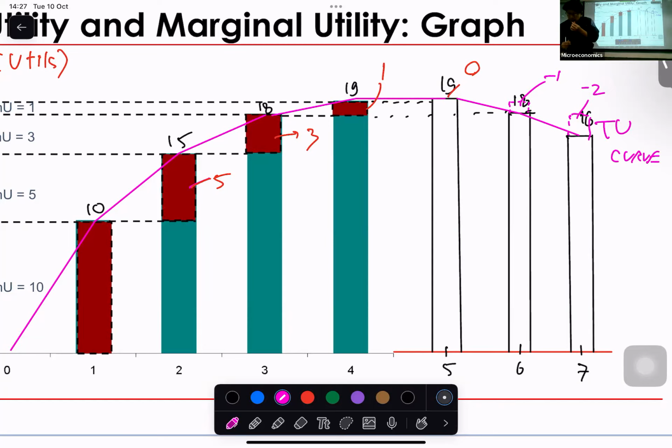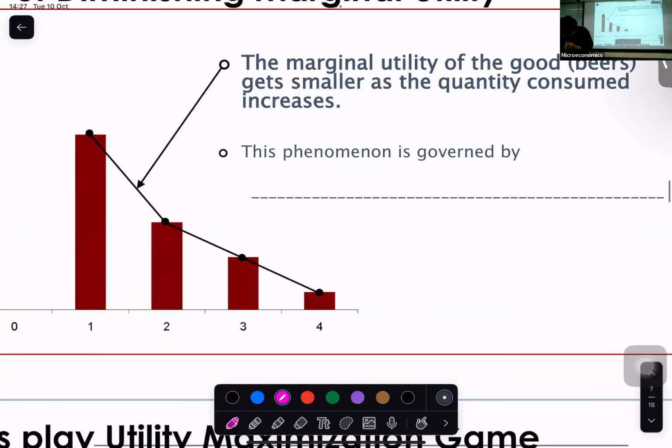Then shall we just bring this rate to plot? We got this MU curve like this. Let's do more on this.